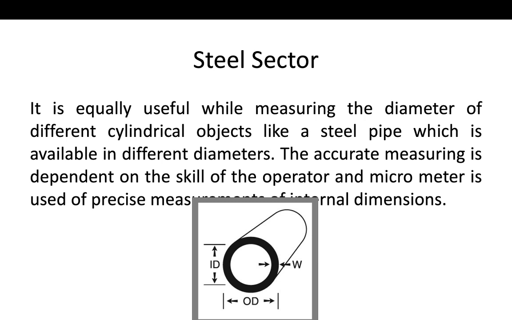This is one example of the steel industry. It is equally useful for measuring the diameter of different cylindrical objects like steel pipes of different diameters. Whenever they are measuring the pipes or joints, it should be very accurate. Otherwise, once we lose the object, we cannot replace it with another one, because there is a difference in measurement.